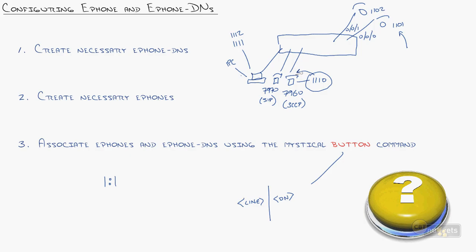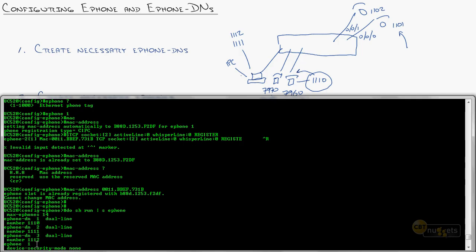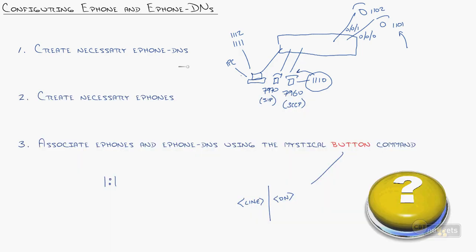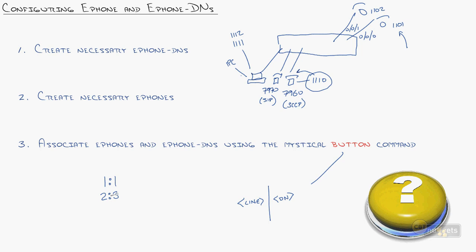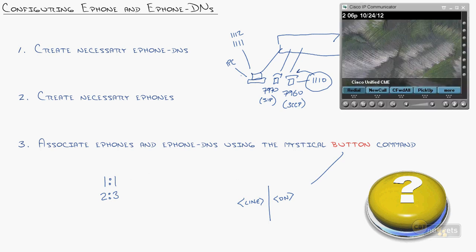Now, what if I want, hey, let's do this. Let's go back here. What if I wanted to assign 1112 to button 2? That's where I would do 2 colon 3. See, it kind of bends your mind a little bit, right? Because I'm saying, okay, line number 2 is actually going to have ephone DN 3. Is that making sense a little bit there? To where now, when I'm looking at the phone, this button will show up with the right number.